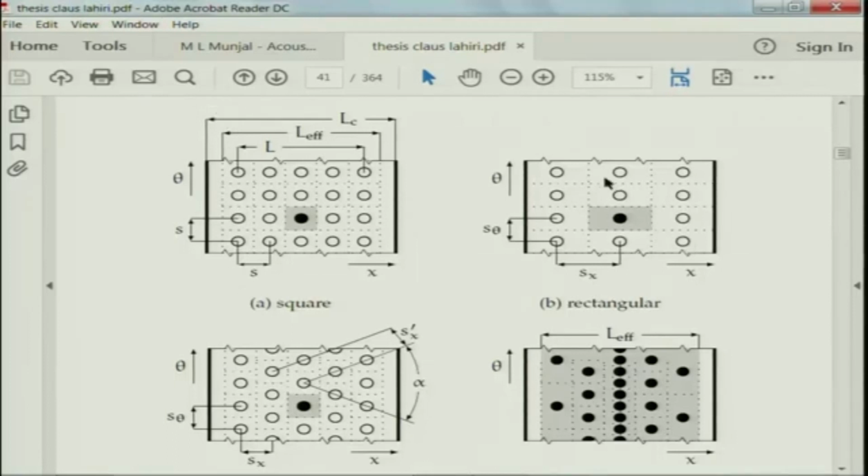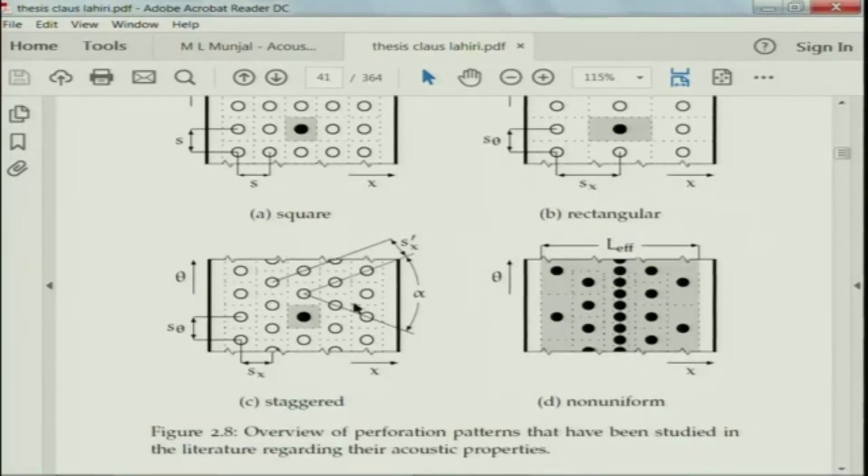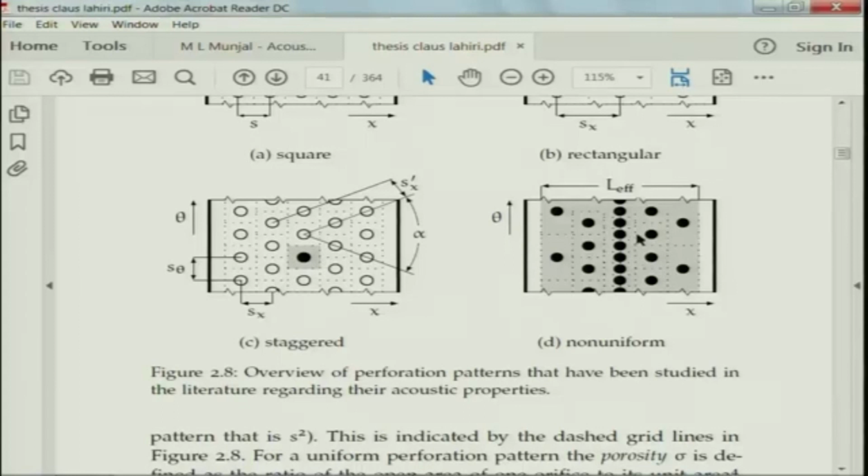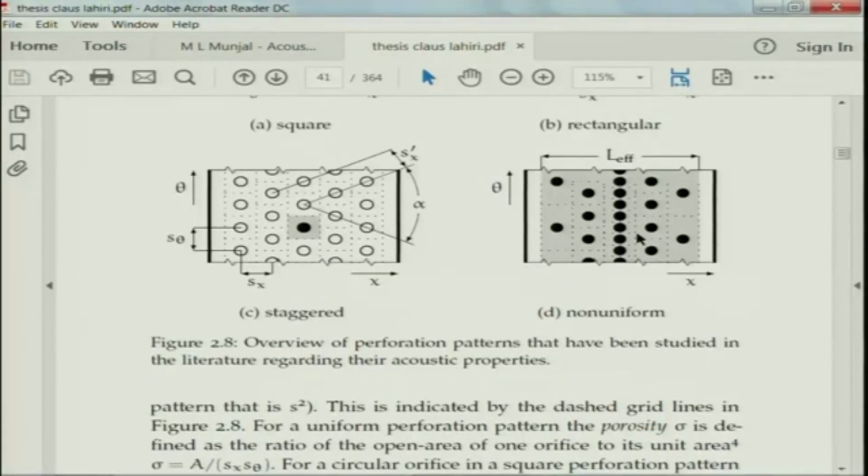Similarly, you can have a rectangular pattern, that is, fewer holes in the circumferential direction if you bend it like this, and more holes along the axis, or vice versa. Then you have a staggered pattern. Staggered is like having one hole in the center of 2 rows on the diagonal joining the 2 holes, something like this, where I am pointing, with different parameters, or non-uniform, completely random holes. The reason that it affects the perforate impedance is that it decides the porosity.